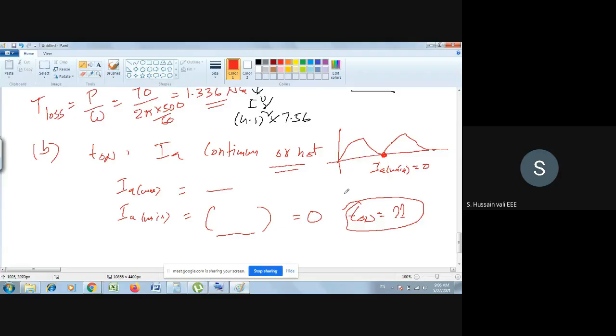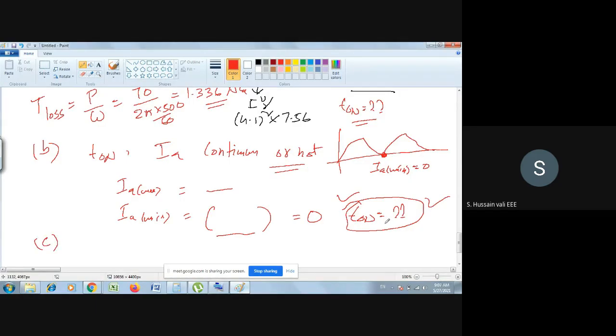So that T on you compare with the T on which you got in part 1. In the first question we found T on. So compare both the times. Then you will understand yourself whether it is continuous conduction or discontinuous conduction. So we get that answer. You get the answer as continuous conduction. You check yourself.